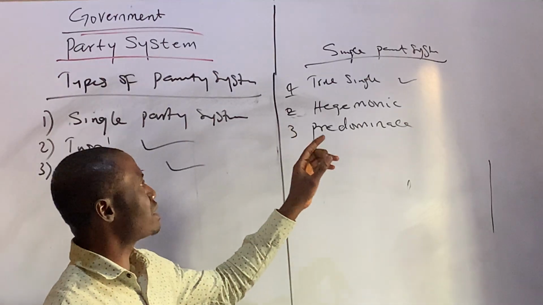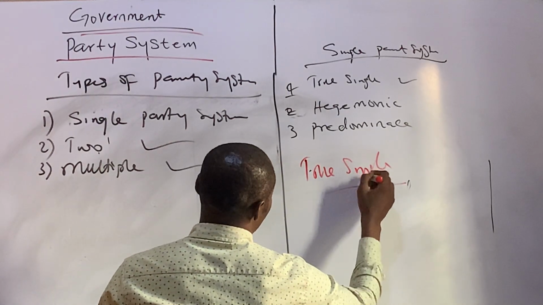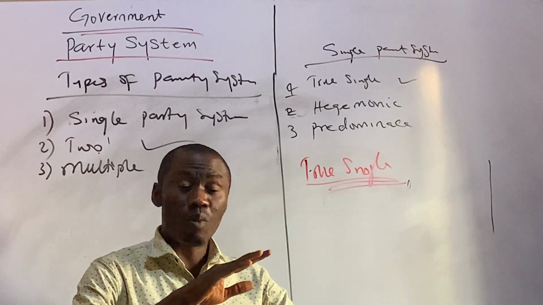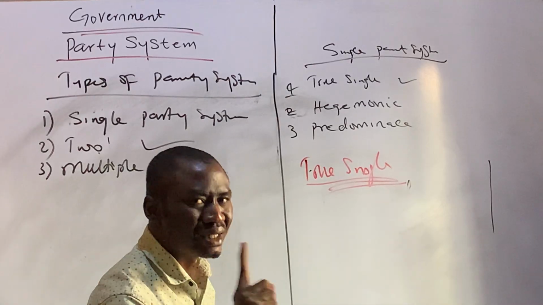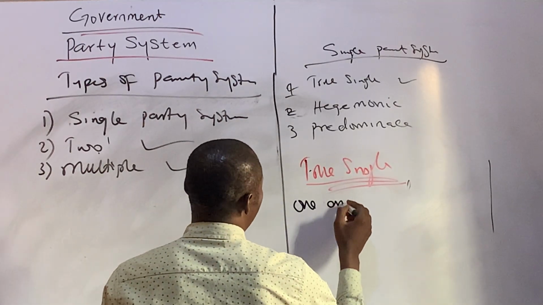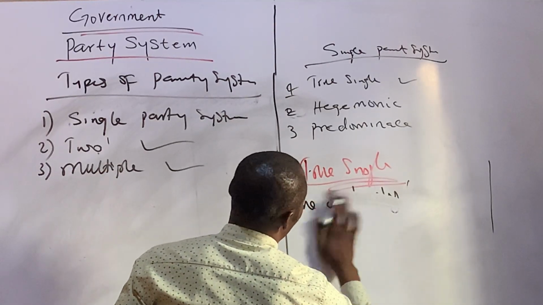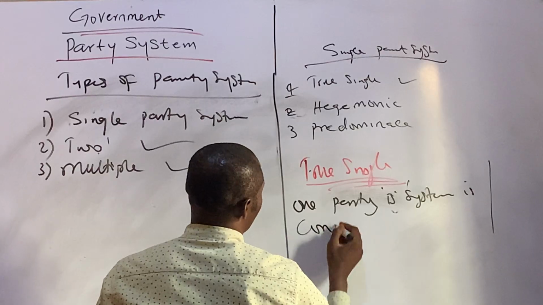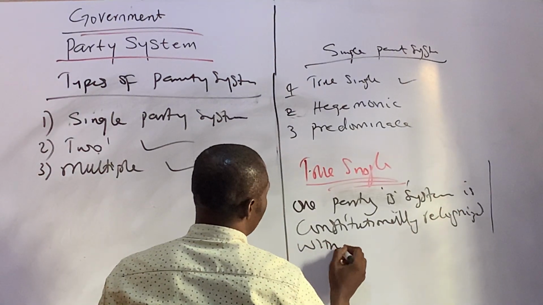Now, we have the true single party system. Let me explain this. In the true single party system, only one party is constitutionally recognized, and there is no opposition party, no other party that is constitutionally allowed to operate. Only one and only one party is constitutionally recognized without opposition.